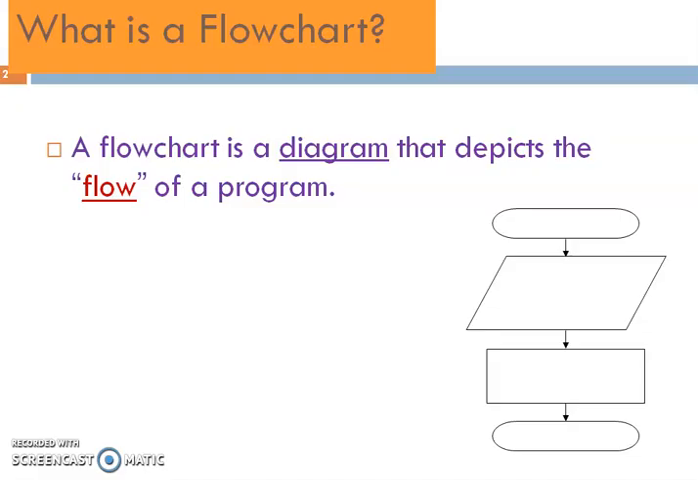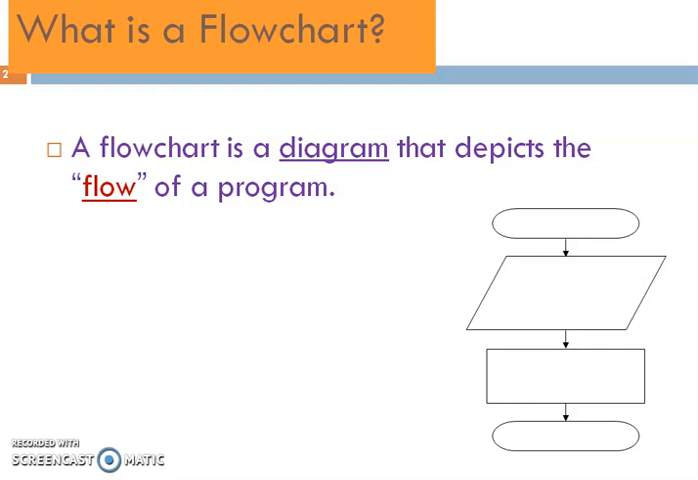Let us define what a flowchart is. A flowchart is a diagram that depicts the flow of the program. All programs will start from a point, it will pass through several stages, it may deliver some outputs, and finally it will come to an end. We can use flowcharts for expressing all the stages through which a program is passing through.